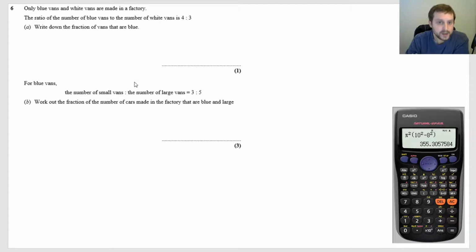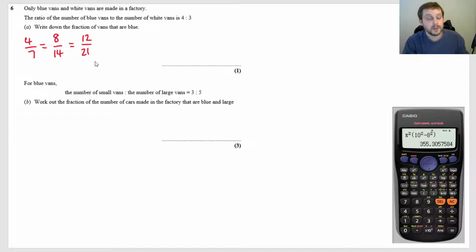So the fraction is, well, it could be 4 out of 7, or it could be 8 out of 14, or it could be 12 out of 21, right? The total number of vans is increasing by 7 each time, and the total number of blue vans is increasing by 4 all the time. You have all of these equivalent fractions. You could write down any of them. Let's write down the simplest one.